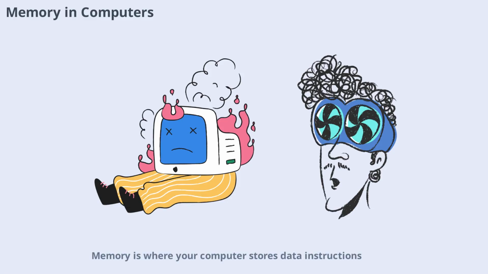Before we jump into RAM and ROM, let's quickly talk about what memory means in the context of computers. Memory is where your computer stores data, instructions, and information needed to perform tasks. Just like our brains remember things temporarily or permanently, computers also have different types of memory for different purposes. Today we'll focus on two main types: RAM, which is temporary, and ROM, which is permanent. Understanding this distinction is key to knowing how your computer works.